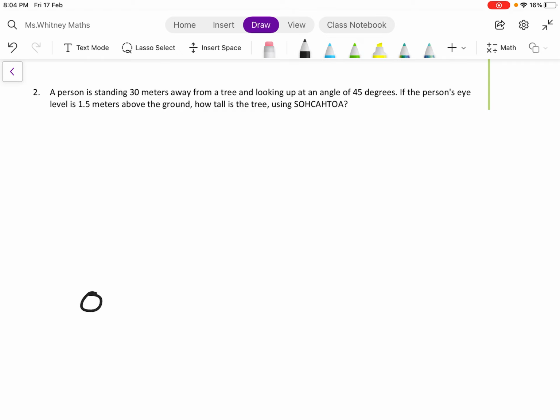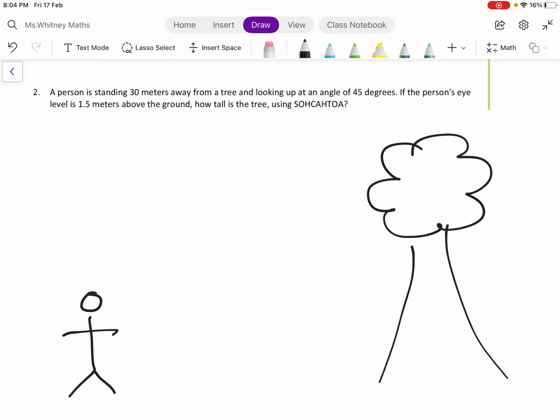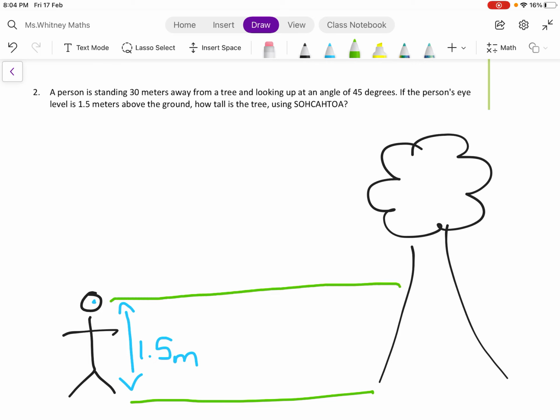So first of all, we know that we have a person. Okay, then we also know that we have a tree. We know the person's eye level is 1.5 meters above the ground. We know the person is also standing 30 meters away. So we know the distance from here to here, so we can assume the distance from here to here is 30 meters.